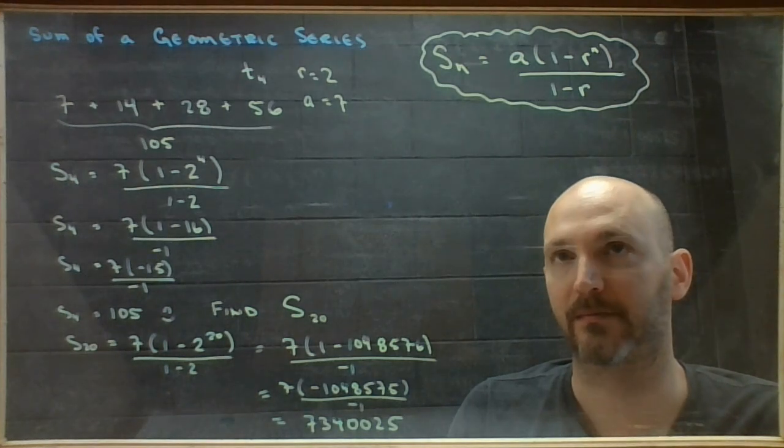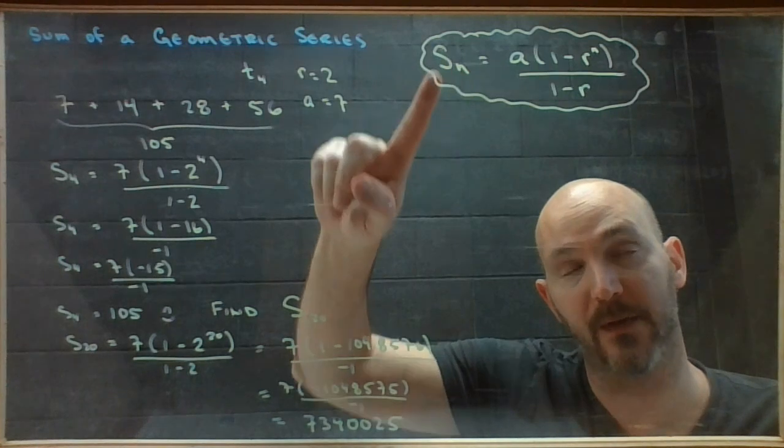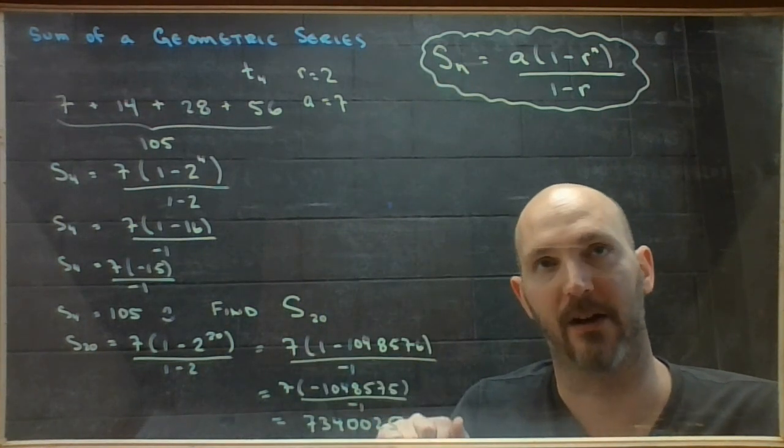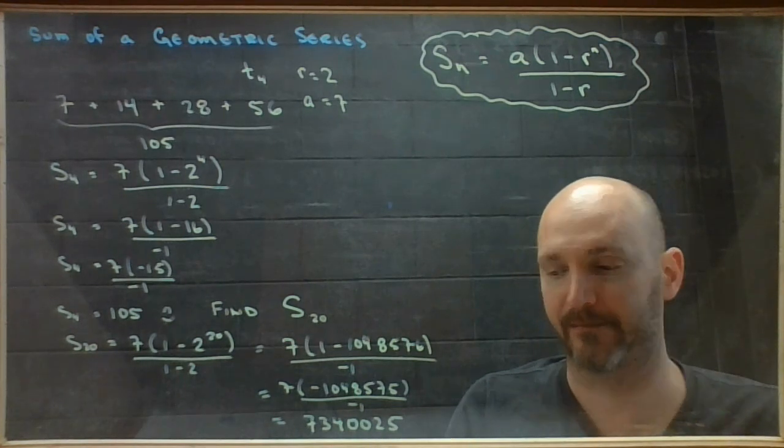Okay, I'm going to clean this off. That was an example of solving for Sn if you know a, r, and n. So I'm going to try one where we solve for a.